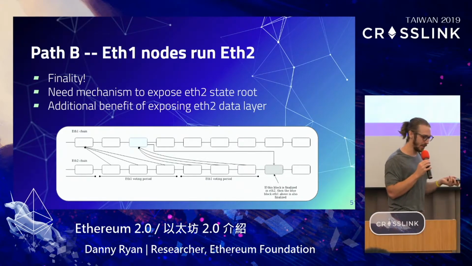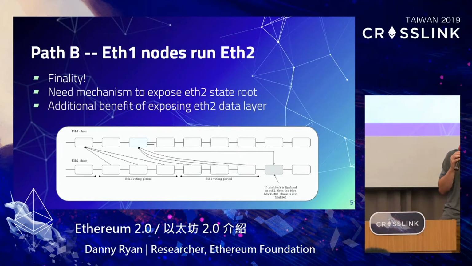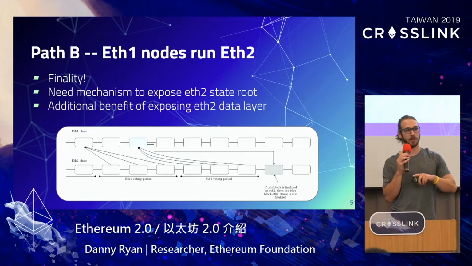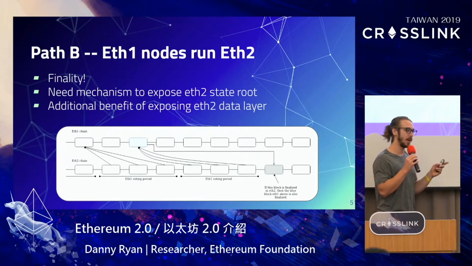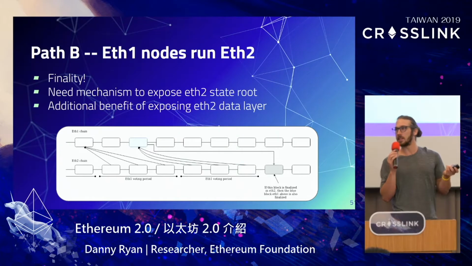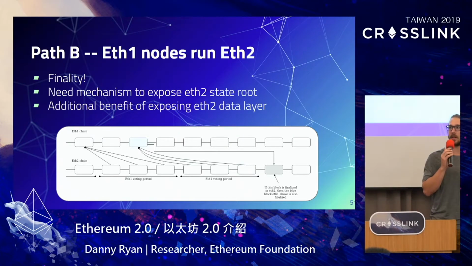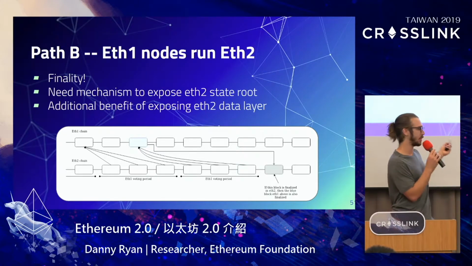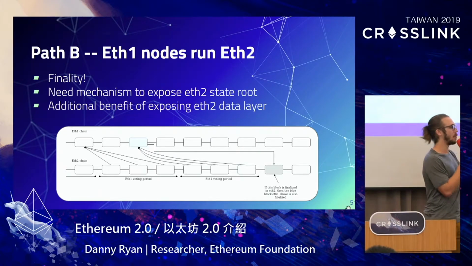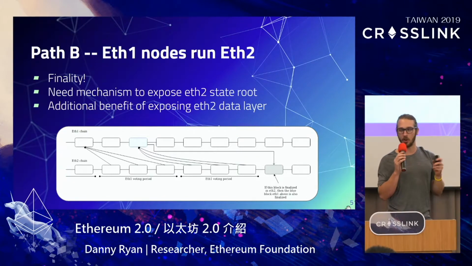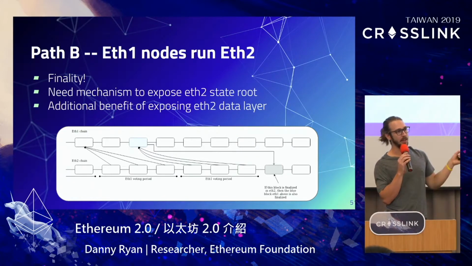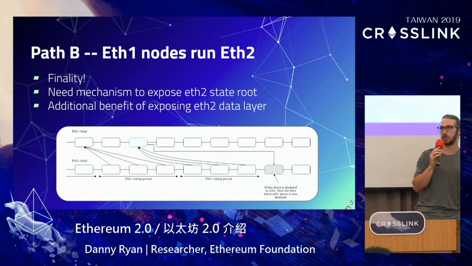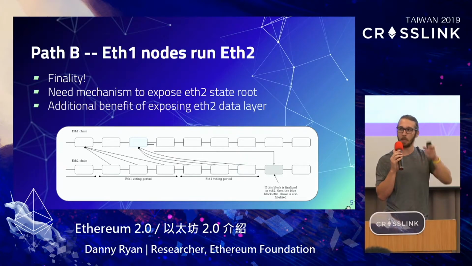The other option is to have ETH1 nodes run ETH2 software, either as full beacon chain clients or just as light clients. The nice thing is that this path allows us to use the finality mechanism. We can not only use it to facilitate transfers between ETH1 and ETH2, but also to leverage the security of the validators from ETH2 to secure the ETH1 chain, which I think people are pretty excited about. That's usually called the finality gadget proposal.